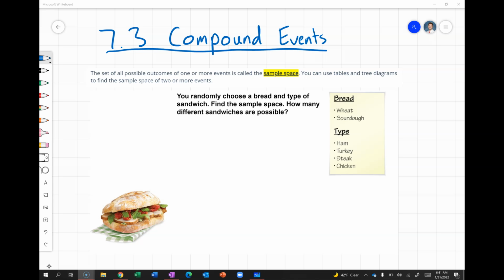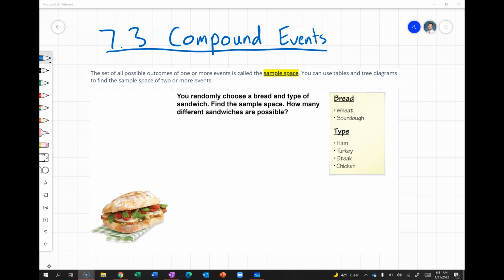In this video, we are looking at compound events, so multiple events that are happening. The set of all possible outcomes of one or more events is called the sample space. You can use tables and tree diagrams to find the sample space of two or more events.